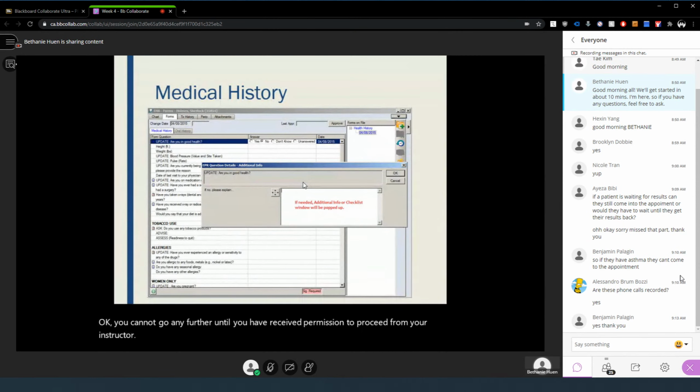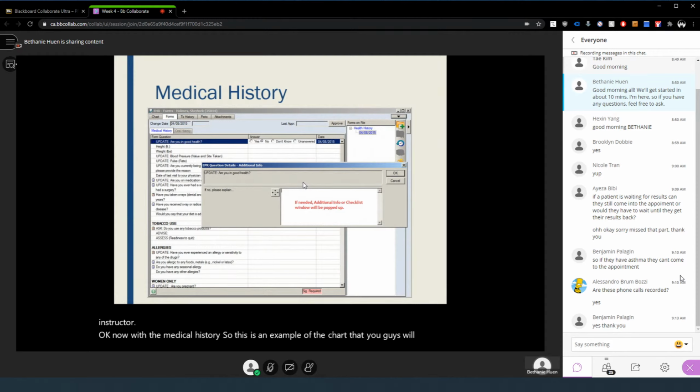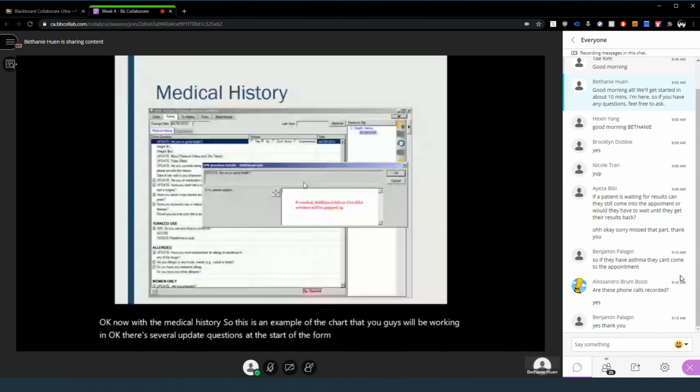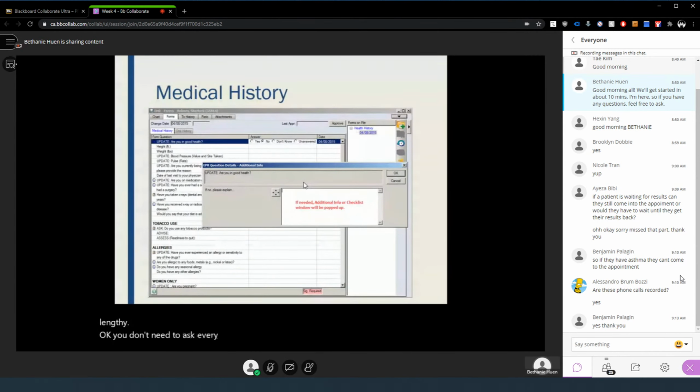Now, with the medical history, this is an example of the chart that you will be working in. There are several update questions at the start of the form. Those are the questions that need to be asked every single time. The rest of the form, which is quite lengthy, you don't need to ask at every appointment, but it needs to be updated as needed. That will make more sense when we get into the clinical application of this later on.